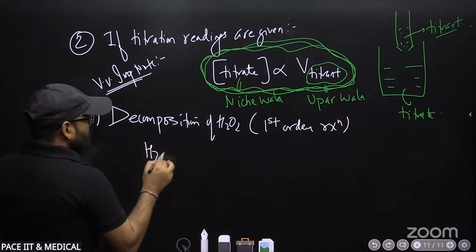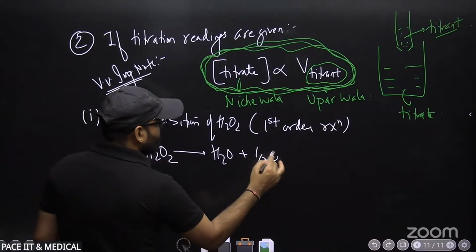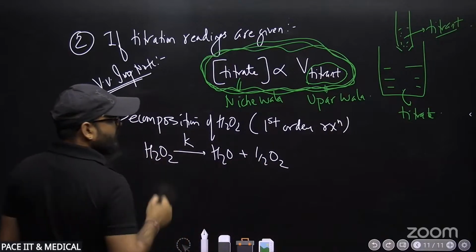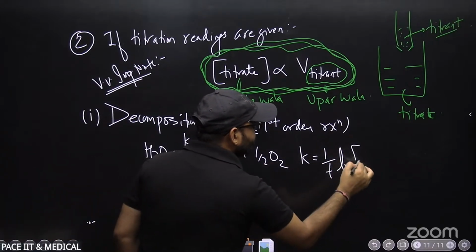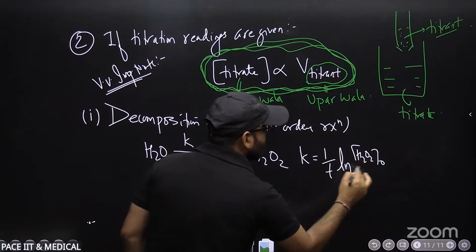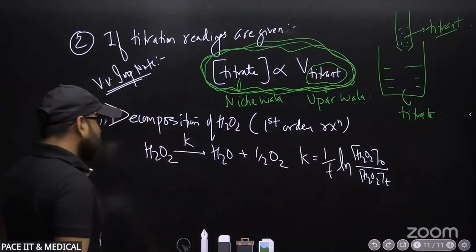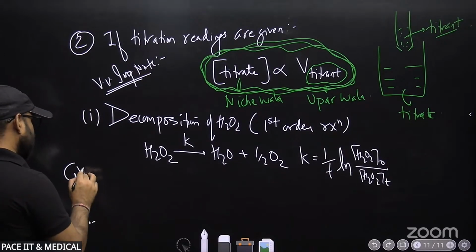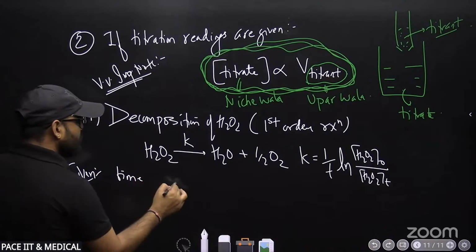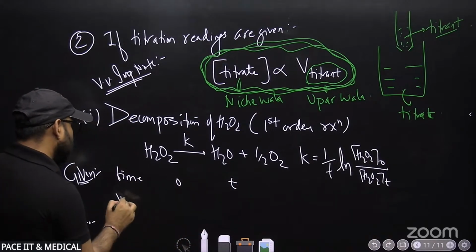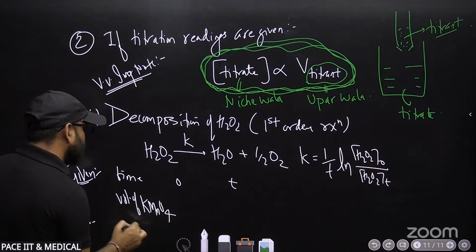Now the decomposition of H2O2 is H2O plus half O2. I have to find K. K equals 1 upon T ln of initial concentration of reactant, H2O2, over H2O2 at time T. Now what will be given in the question? Time 0, T, and volume of KMnO4 used.